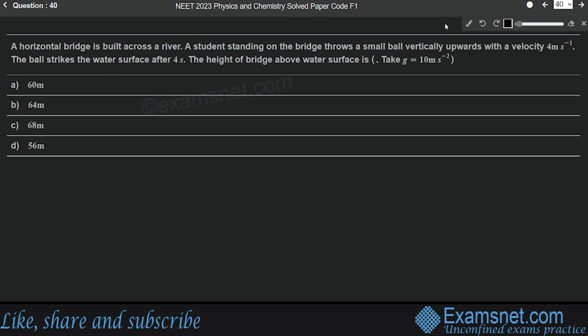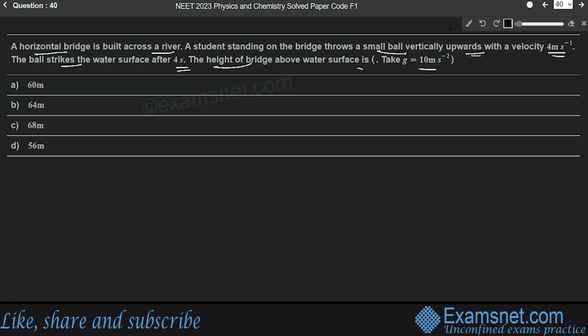Question number 40 is from the chapter Motion in a Straight Line, and the question is, a horizontal bridge is built across a river. A student standing on the bridge throws a small ball vertically upwards with a velocity 4 meter per second. The ball strikes the water surface after 4 seconds. The height of the bridge above water surface is, take g equals to 10 meter per second square.